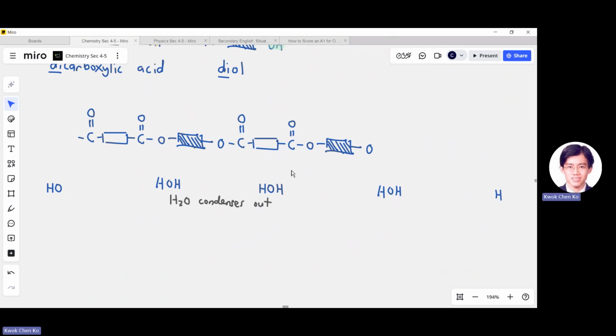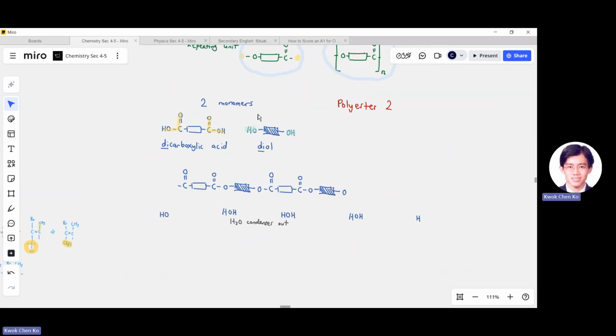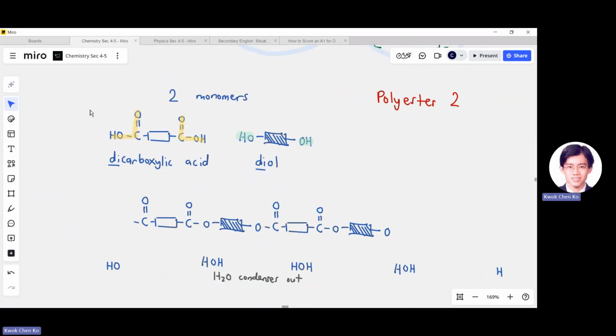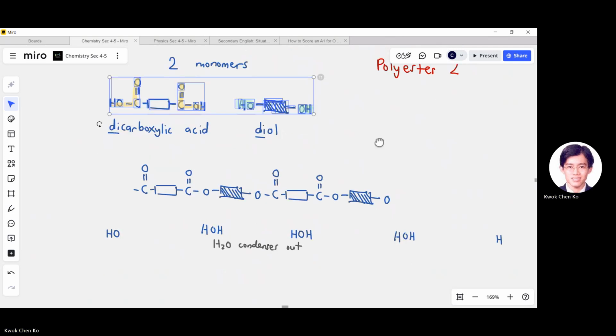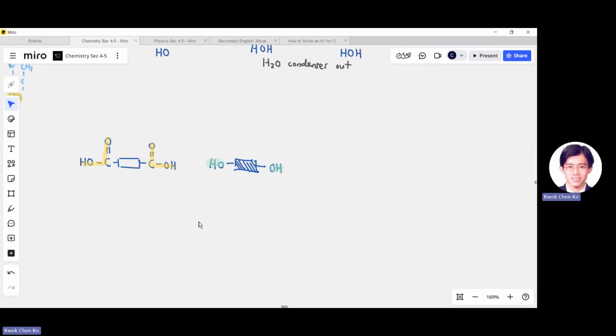Okay, let me just do. What if they ask you to write the equation for this polymerization? How to write it? So, okay, in this case, I take the monomers. It doesn't come out all the time. Once in a while, they'll ask you to write the equation. Now, in this case, you can use the structures.